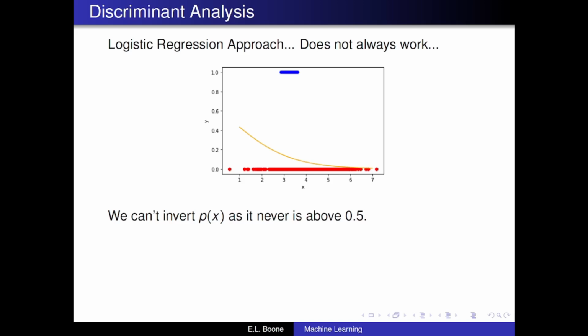Okay? So in this case, if you were to run a logistic regression, this is the curve you would get. Notice the curve is never above 0.5, so you can't invert it. And if you did invert it, it would give you a negative number, which in this case probably wouldn't make sense, or it would give you a number that is basically not useful in any way, shape, or form.